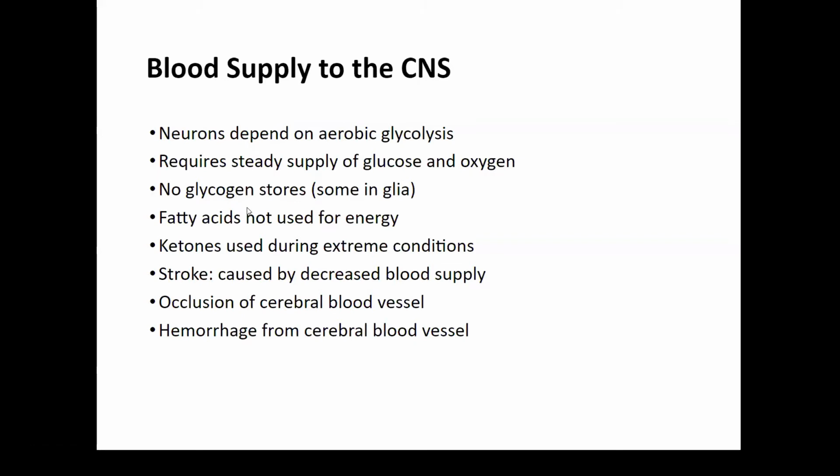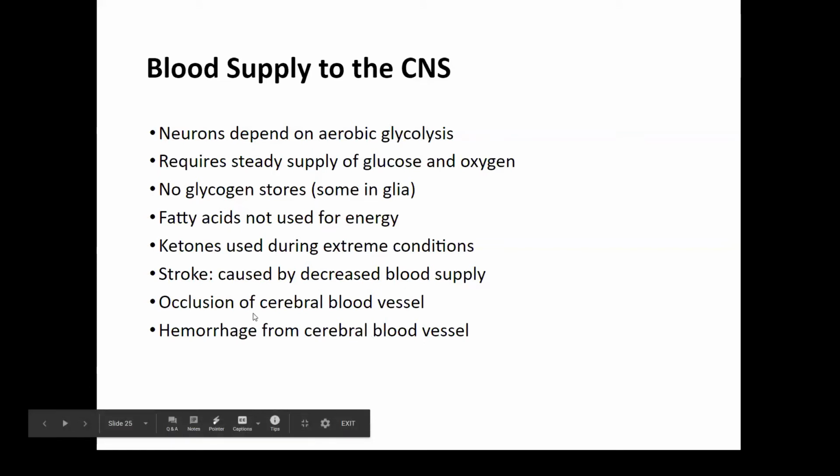There's almost no storage of glycogen, so we also need a really steady supply of glucose. We don't have like a little glycogen bank hanging out there in the brain. Maybe a tiny bit in the glia, but it's not substantial compared to the amount of glucose your brain needs. Your brain also can't use fatty acids for energy. Using ketones is extremely dangerous. So basically, we just really, really, really need blood flow to the brain.